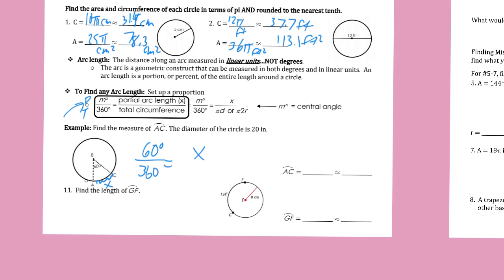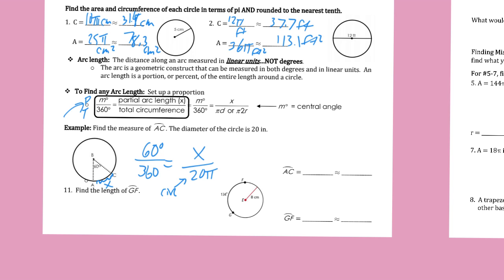And this length is x. The arc length is x over the total circumference. So you use the total circumference here, and you can use pi d or 2 pi r. If the diameter is 20, it'd be 20 pi. And so it's going to be partial over total equals partial circumference over the total circumference.